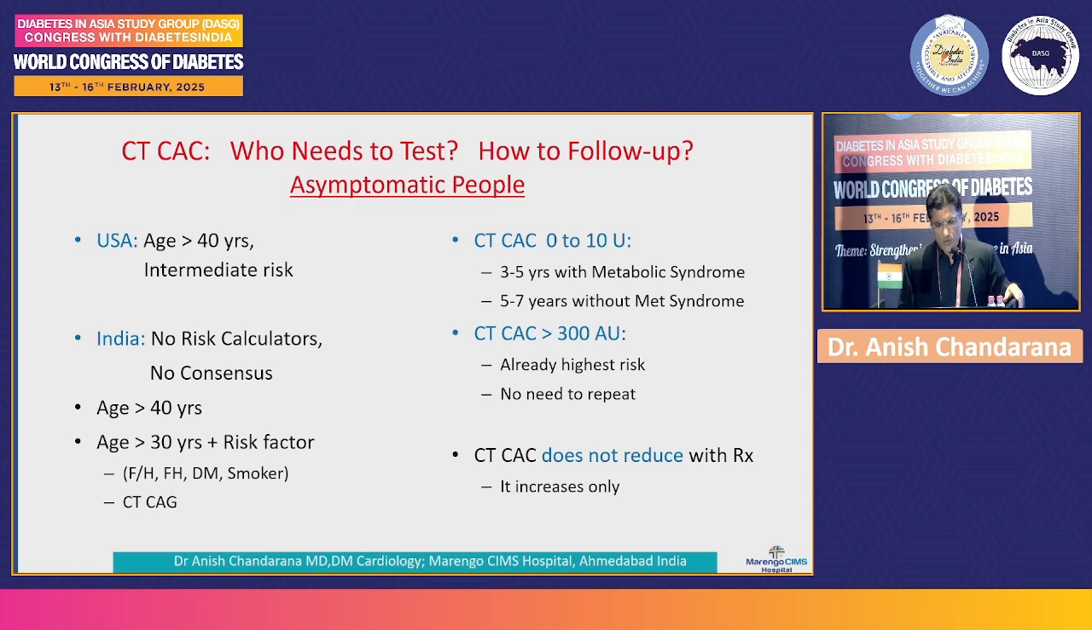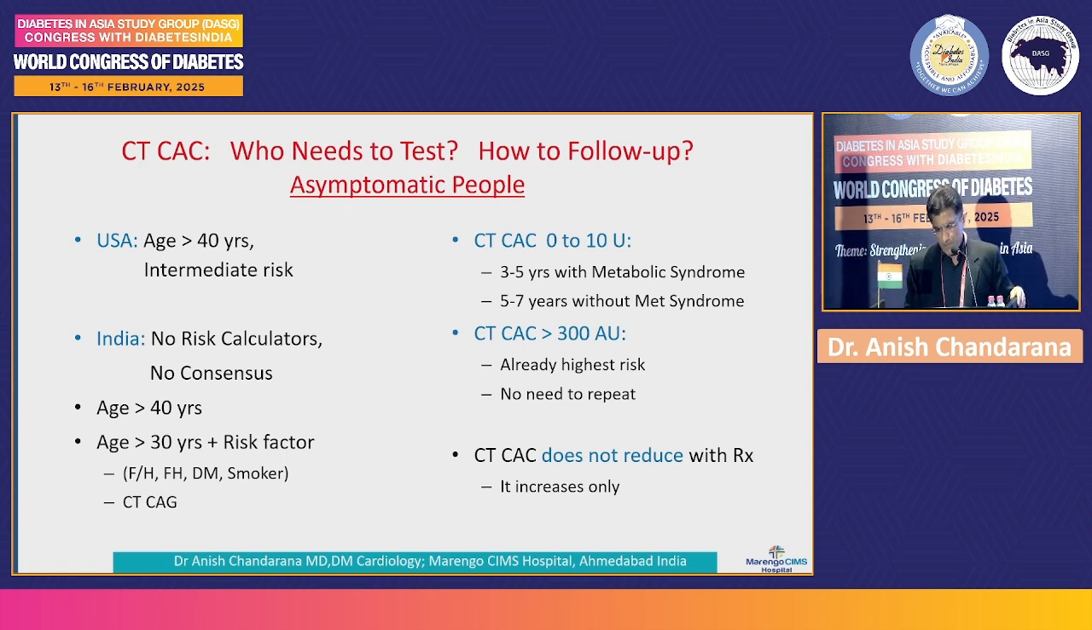So when calcium score is 0, you repeat it every 5 years, maybe plus minus. But once calcium score is more than 300, there is no need to repeat, because more than 300 is the highest possible risk. So even if the calcium score increases in future, you are not going to change your treatment strategy. So once it has crossed 300, there is no need to repeat.